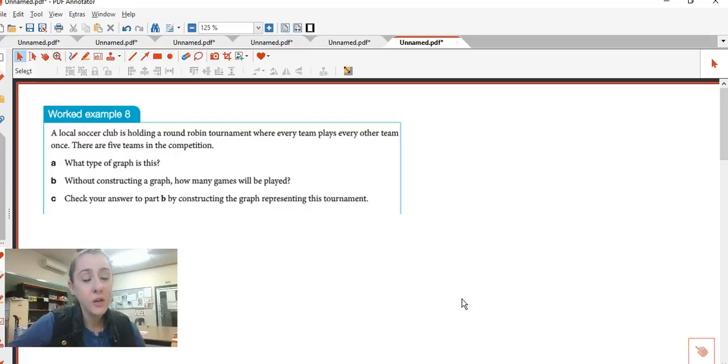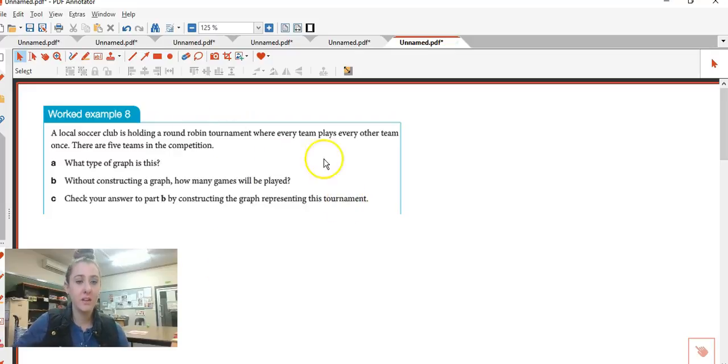So we've got a local soccer club. It's having a round robin competition. So every team plays every other team. 5 teams in the competition. So of course you're going to need to use a complete graph, because you're going to want every vertex to connect to every other vertex, so every team to play every other team. So the edges, those connections, are going to represent those games.